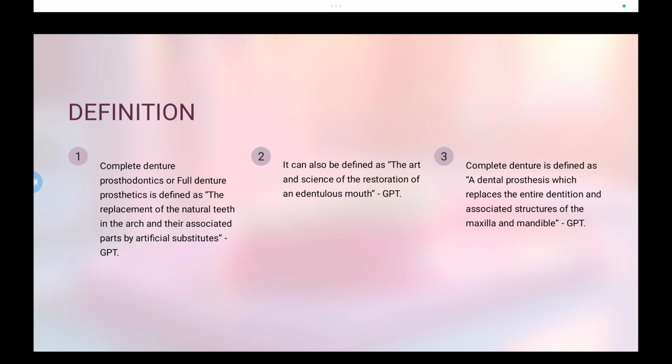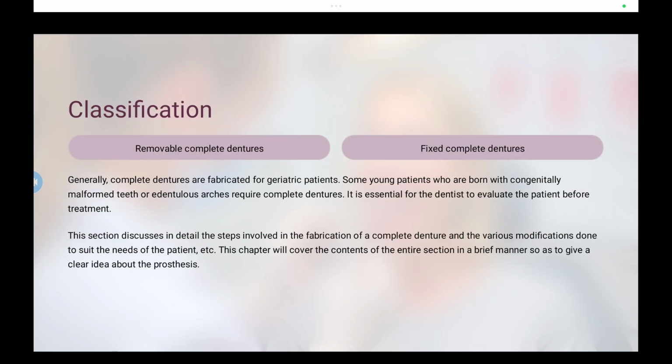In short, it wants to describe that complete denture is the prosthesis which is given to the patient for full mouth rehab for aesthetic and mastication purposes. Classification: removable complete denture and fixed complete dentures. Generally, complete dentures are fabricated for geriatric patients. Some young patients who are born with congenitally malformed teeth or edentulous arches also require complete dentures.